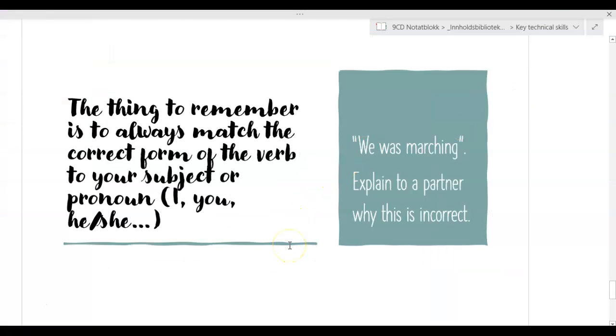Right. So the thing to remember is to always match the correct form of the verb to your subject or pronoun. I, you, he, she. Like, we was marching. Why is that not right? Why can't we say that? Incorrect. We was marching. Stop the video and explain to each other why this is incorrect.